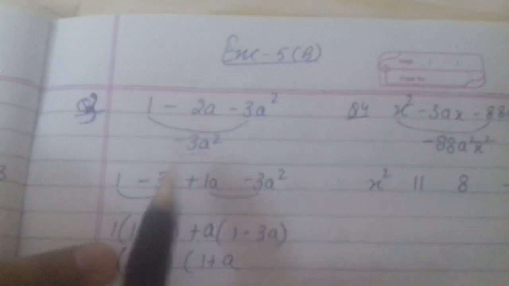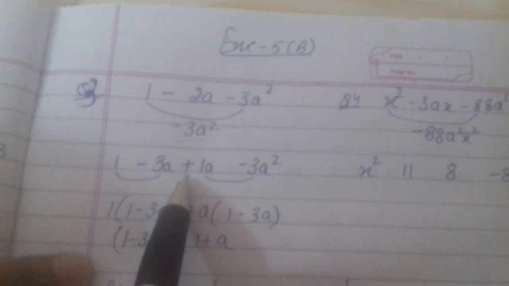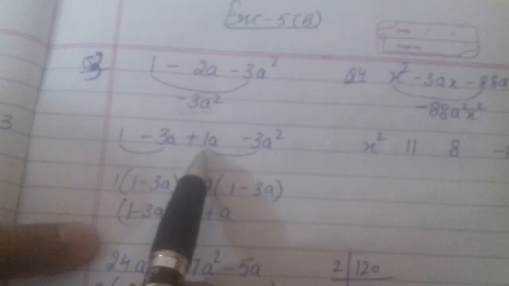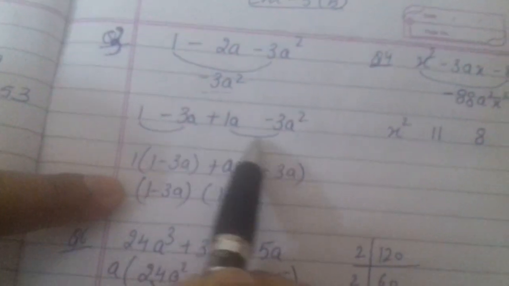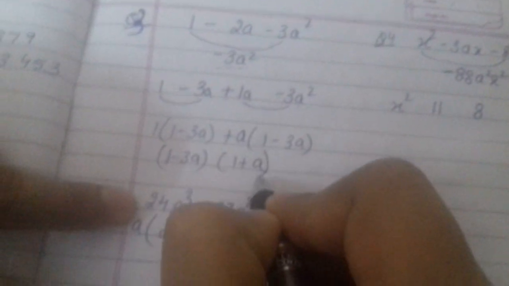So that we'll get 2a, we need to subtract it. Already minus sign is there. What we'll write here? Plus. Then only minus plus minus. Then same procedure. You have to make pairs like this. Clear? And this will be your answer.